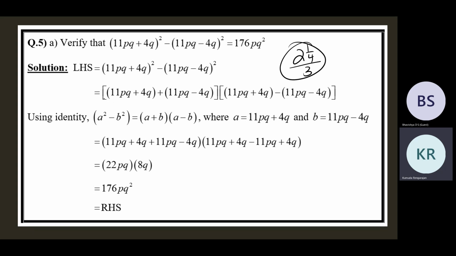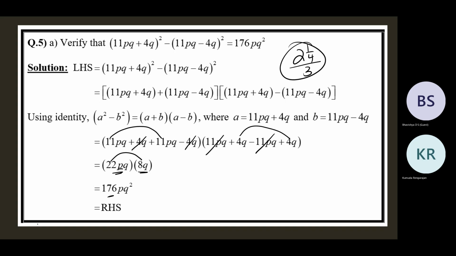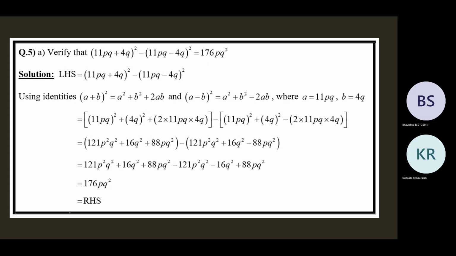Yes, ma'am. Actually it is plus 4Q minus 4Q gets cancelled. Here, 11 PQ minus 11 PQ gets cancelled. So 11 plus 11, 22 PQ into 4Q plus 4Q, 8Q. So 22 into 8 is 176 PQ squared. Okay, next one.